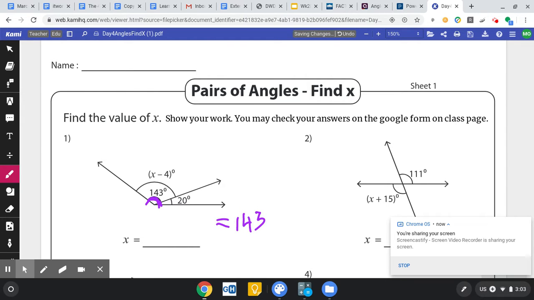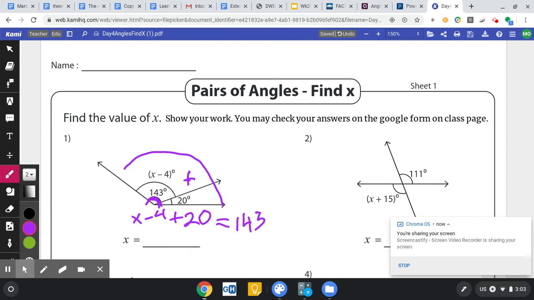Now, since it takes both of these to equal that, you are going to add them. Okay? So since I'm going to add them, my equation is x minus 4 plus 20. All right, so that's how I'd make my equation.